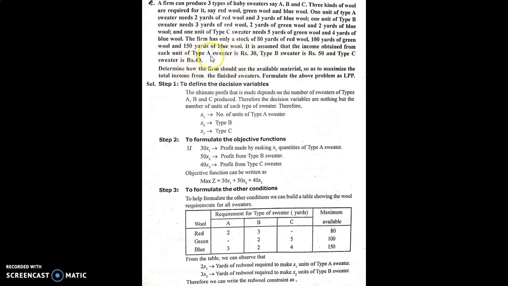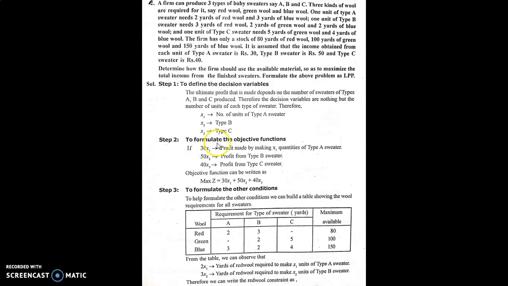So definitely these types of sweaters will be the decision variables, because ultimately we need to find out how many sweaters of each kind are to be manufactured and sold to make a profit, isn't it? So that's why we need to consider these as decision variables. Let us define x1 as the number of units of type A sweater, x2 as type B sweater, and x3 as type C sweater.